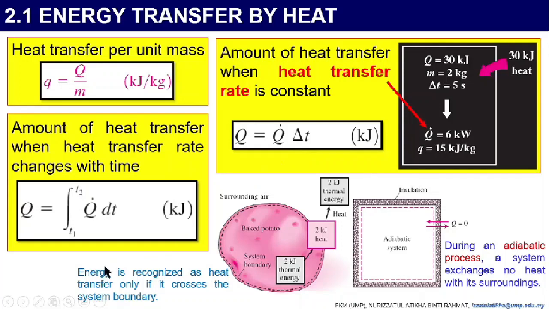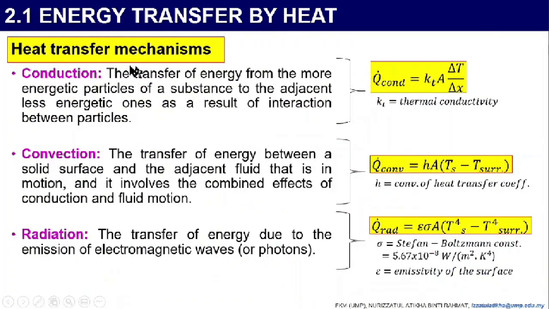Please remember that energy is recognized as heat transfer only if it crosses the system boundary, and I already explained this before in chapter 1. During an adiabatic process, a system exchanges no heat with its surroundings. Now, let's see several heat transfer mechanisms. We have the conduction process, the convection process, and also the radiation process.